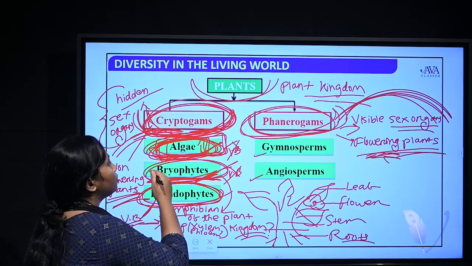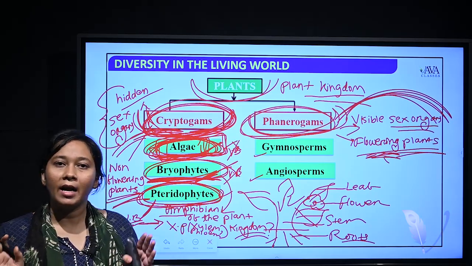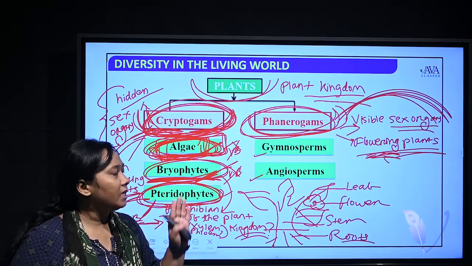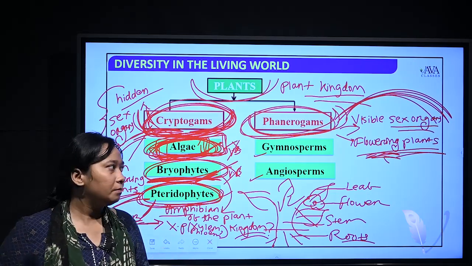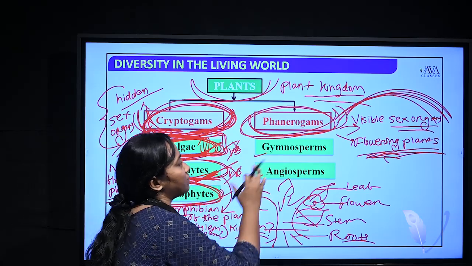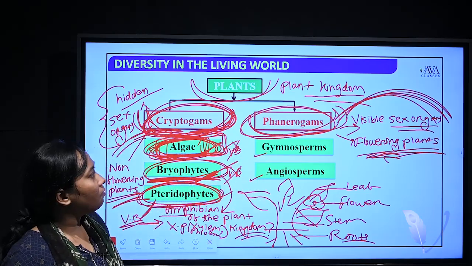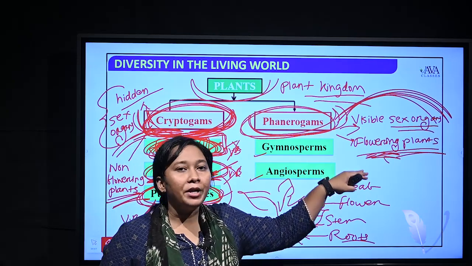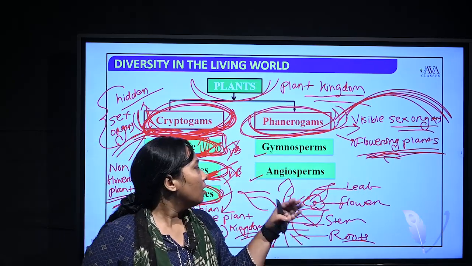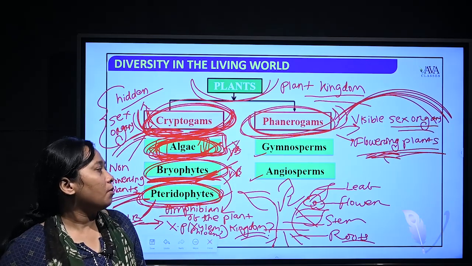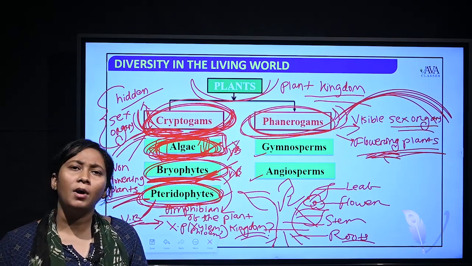Clear? So now you know what algae are, what bryophytes are, and what pteridophytes are. Let's see the phanerogams. Phanerogams are otherwise called the flowering plants. It means they have visible sex organs. Gymnosperms and angiosperms are otherwise called spermatophytes also.